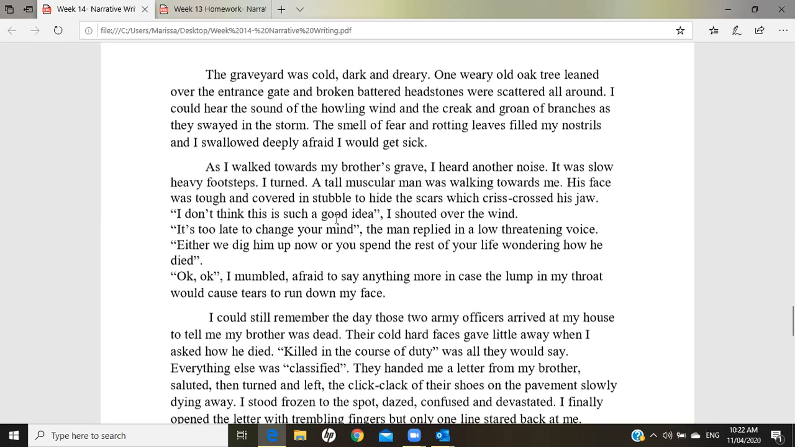I don't think this is such a good idea, I shouted over the wind. It's too late to change your mind, the man replied in a low, threatening voice. Either we dig him up now, or you spend the rest of your life wondering how he died. Okay, okay, I mumbled, afraid to say anything more in case the lump in my throat would cause tears to run down my face.